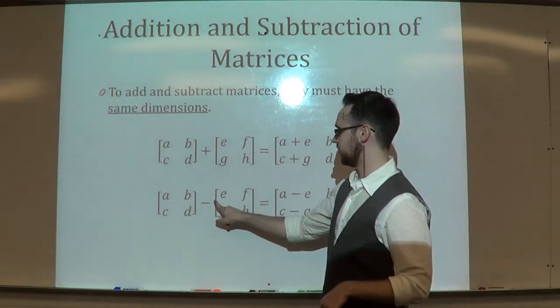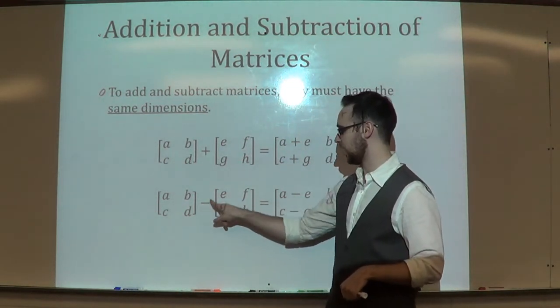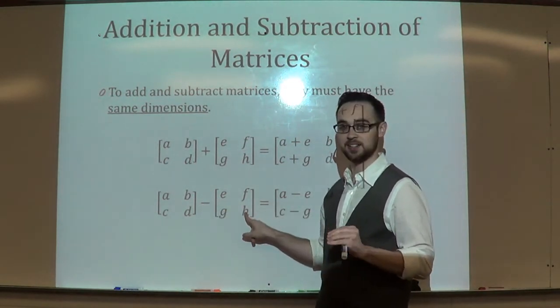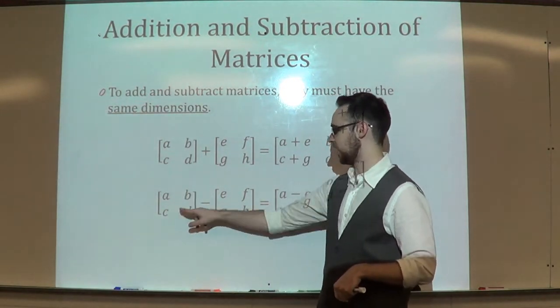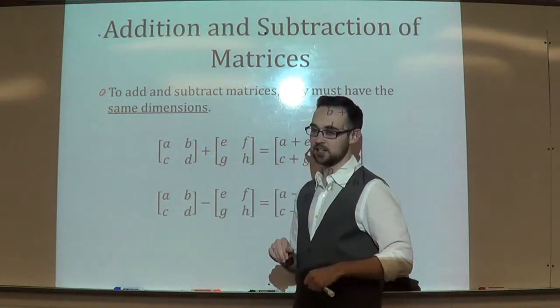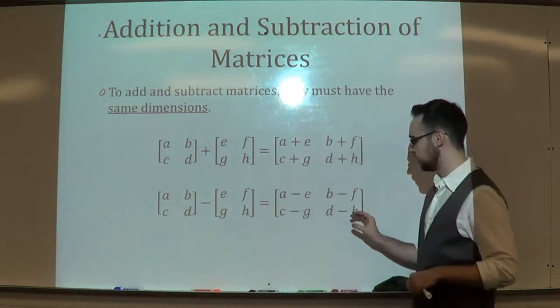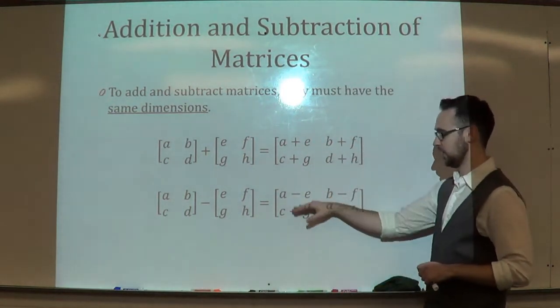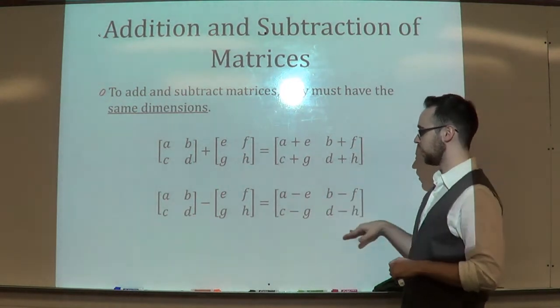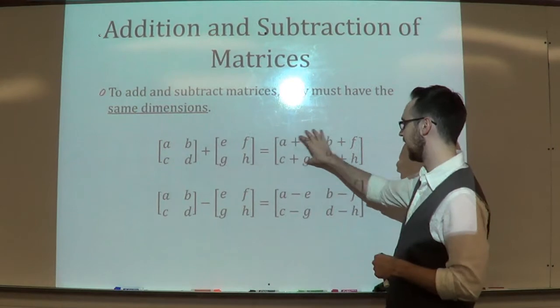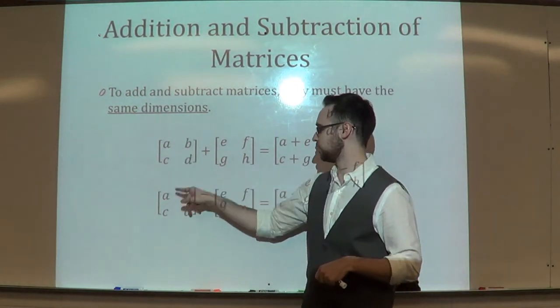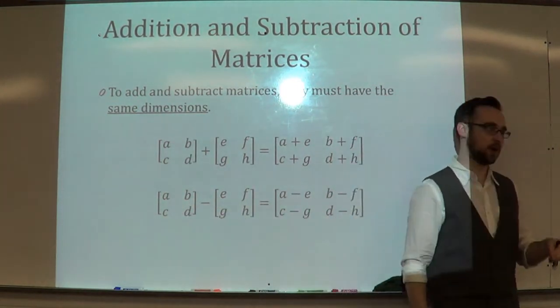And also with this negative, it distributes to each element inside that second matrix. So you're going A minus E, B minus F, C minus G, and D minus H. You're setting up each of those individual addition and subtraction problems within this matrix. So this is what we could call our result or the solution matrix, and it's just the answers to adding or subtracting each of those corresponding elements.